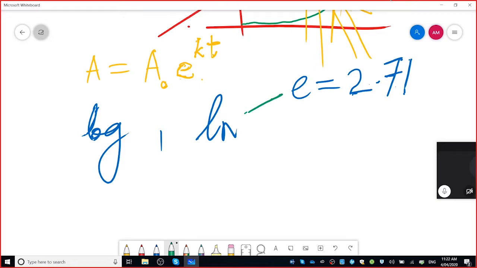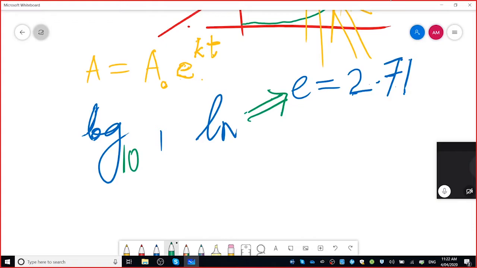If you look at your calculator, there are two types of logs there. One is log with base 10. Sometimes people write 10 here also, but even if it is not written, it means base 10. Similarly, there is ln, which is with base e. Okay. So we see that A is equal to A naught e to the power kt.